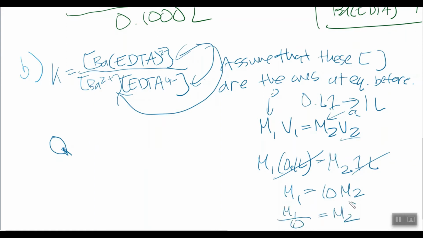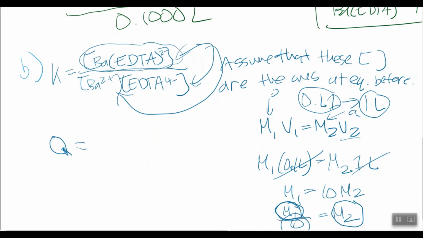So to get the new concentration after dilution, all we have to do is take the old concentration and divide by 10. So what we learned from this is that by diluting the volume from 0.1 to 1 liter, we essentially multiplied our concentrations originally by 1/10. So let's write the Q expression based on this. Each of these concentrations will be multiplied by 1/10 after the dilution, because these are the new conditions.